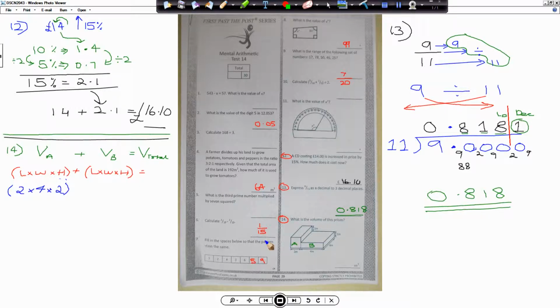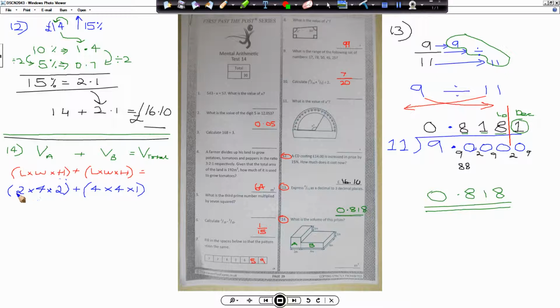Okay, now we're going to work out the volume of the B part. So the B part is 4 meters long by 4 meters wide by 1 meter high. So, 4 times 4 times 1.